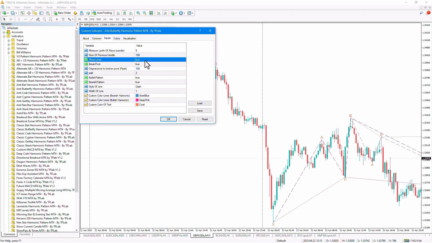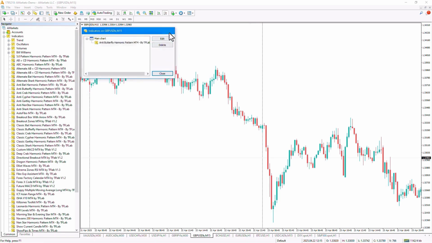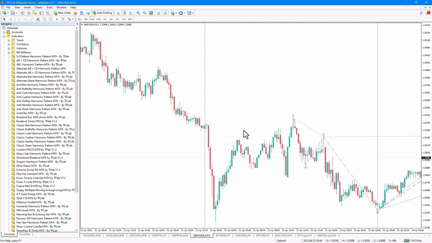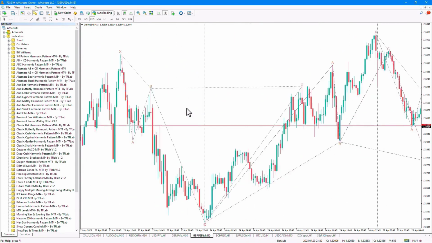In the next section, we can enable or disable the display of the harmonic pattern lines. In the next section, we can enable or disable the break pivot status, which is enabled by default. If I set this section to false, I can specify the distance between the harmonic pattern pivot and the break pivot in the lower part, which is based on pipettes, and here it is set to 100 pipettes. By confirming the settings, we see that only one pattern is identified for me, and the patterns that have been broken are not displayed.